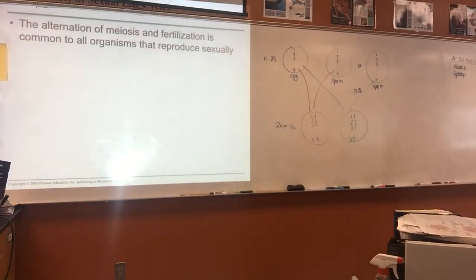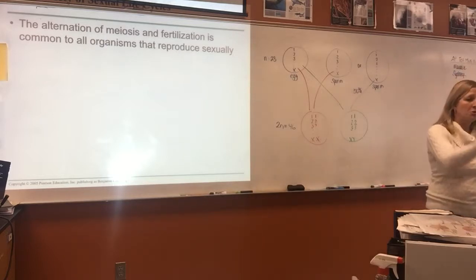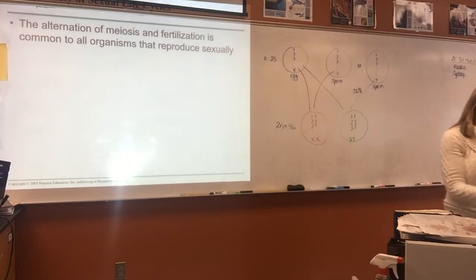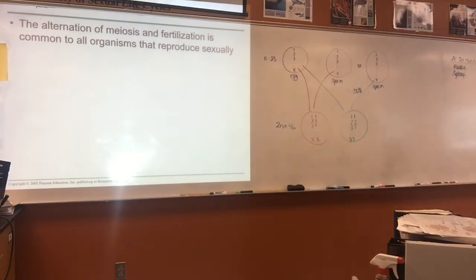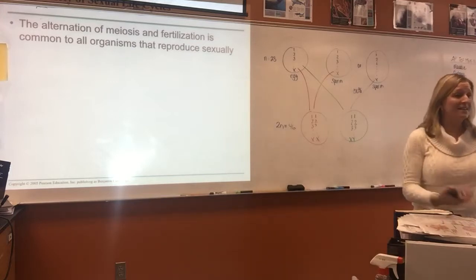Sexual reproduction means that you have 2 different parents, each contributing genes to the offspring, so that the offspring has a new combination of genes that's different than either parent. So you have a new combination there. That's different than asexual reproduction.